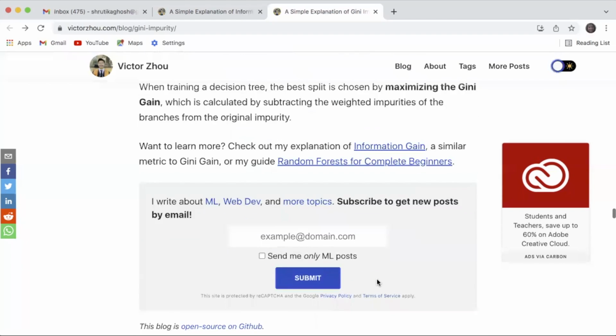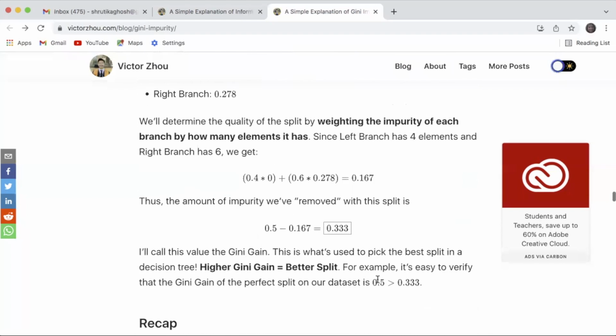Now, the next term that we want to see is information gain. So we will move on to the next blog from the same person and try to understand information gain in a similar way, from a mathematical standpoint with some examples.